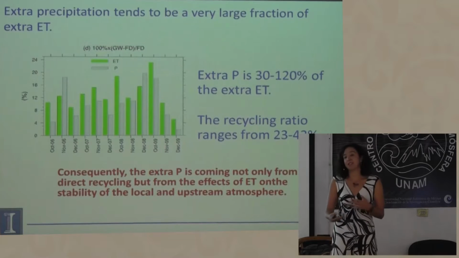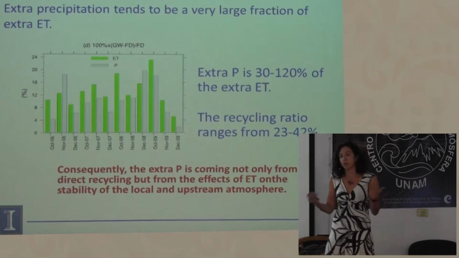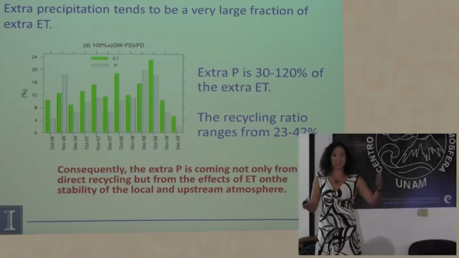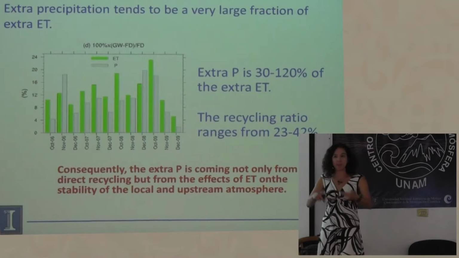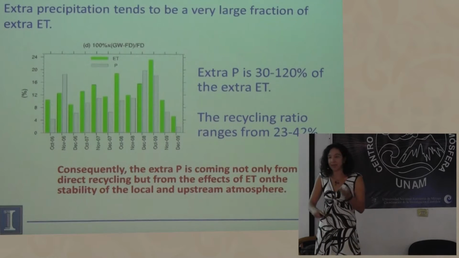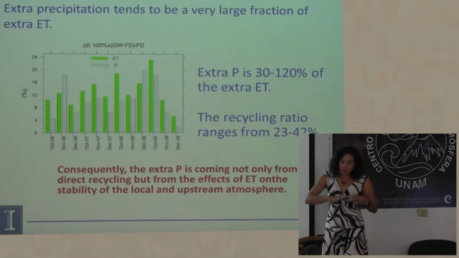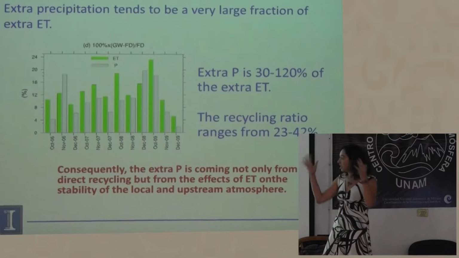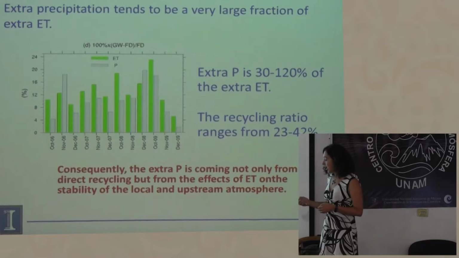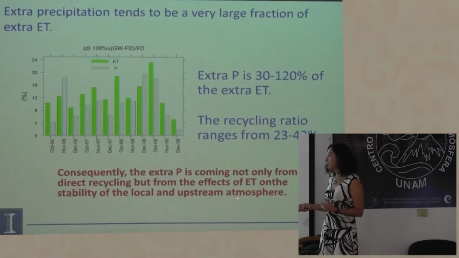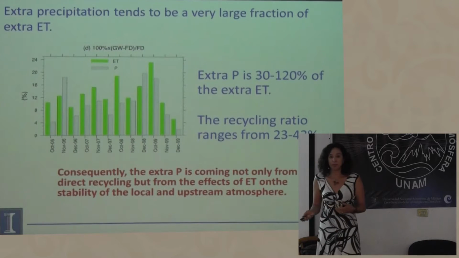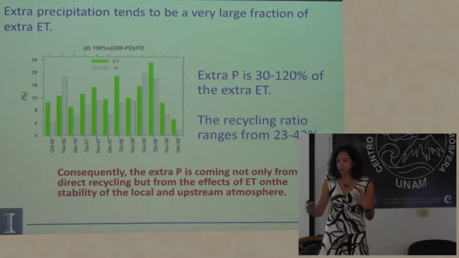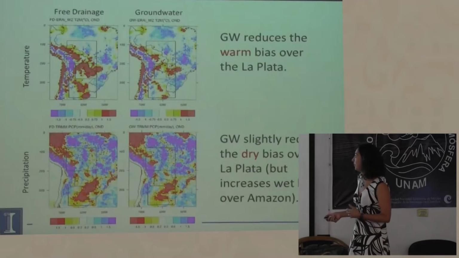So what this is telling us is that this is not just a moisture source change. This was kind of my story with the CAPE and the lifting condensation level and moist static energy: that the changes in the land surface are affecting these whole thermodynamics. And the extra precip is coming not only from direct recycling, but from the effects of ET on the stability of the local and upstream atmosphere. Okay? So it's these two mechanisms together.